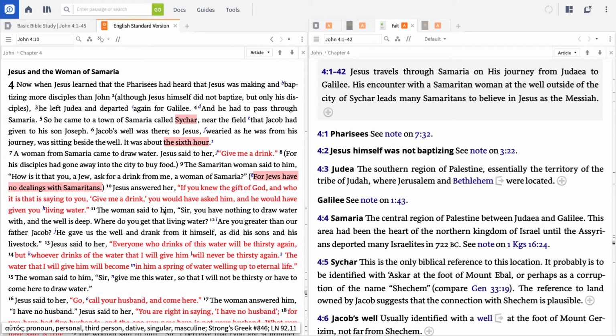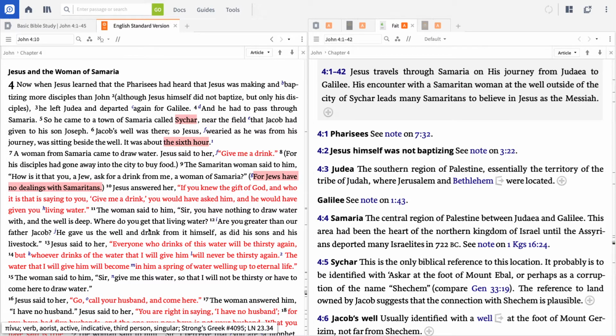The woman said to him, "Sir, you have nothing to draw water with, and the well is deep. Where do you get that living water? Are you greater than our father Jacob? He gave us the well and drank from it himself, as did his sons and his livestock."